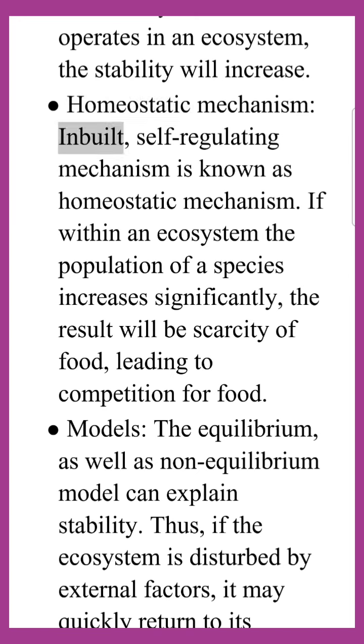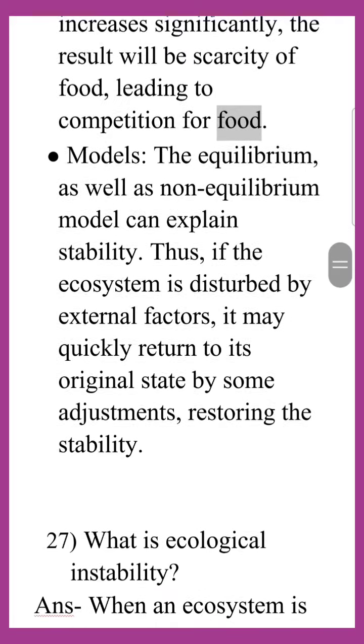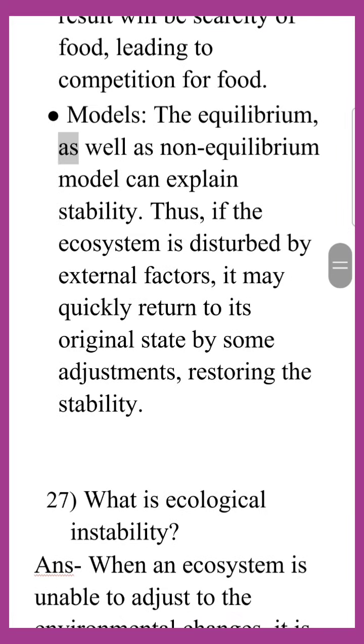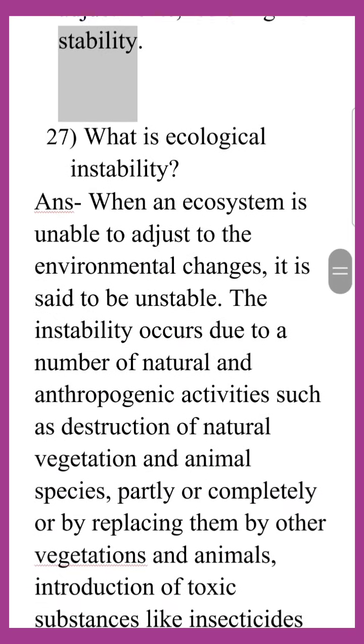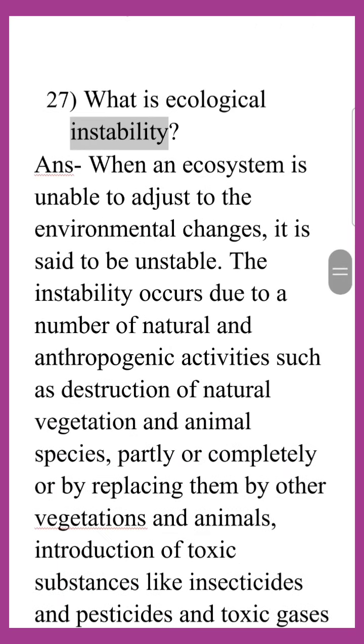Homeostatic mechanism. Inbuilt, self-regulating mechanism is known as homeostatic mechanism. If within an ecosystem the population of a species increases significantly, the result will be scarcity of food, leading to competition for food. Models. The equilibrium, as well as non-equilibrium model can explain stability. Thus, if the ecosystem is disturbed by external factors, it may quickly return to its original state by some adjustments, restoring the stability.